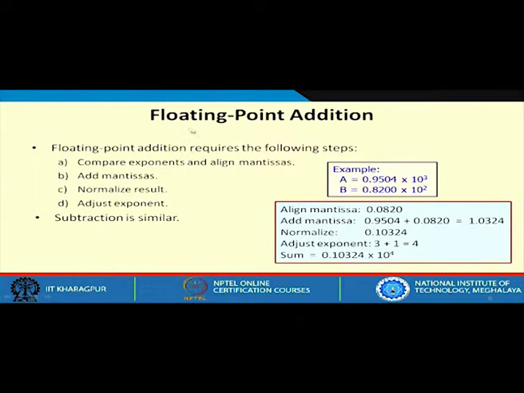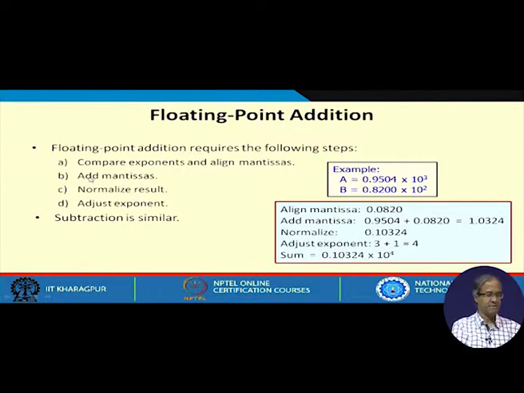Let us now come back to floating point arithmetic and how it can be pipelined. Let us look at floating point addition, which we have already seen in detail earlier. Floating point addition requires the steps of comparison of exponents and alignment of mantissa, which is the first step, then addition of mantissas, normalization of the result, and because of normalization you may need to adjust the exponent. Subtraction will be very similar, except that instead of addition you will be subtracting.